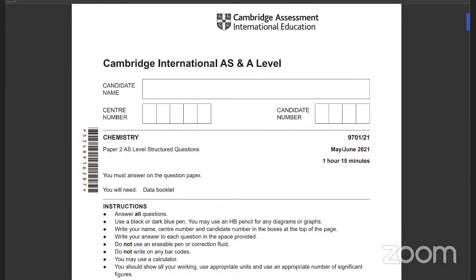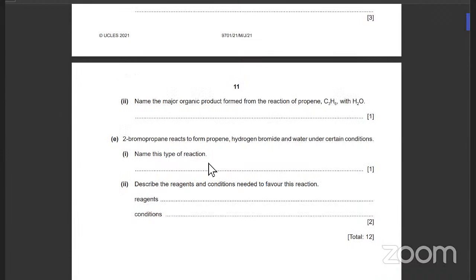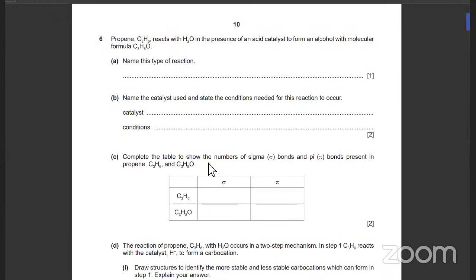So let's start. Okay. And we start in reverse order. We'll do the organic one first. Starting with, I think this is the last question, question number 6.